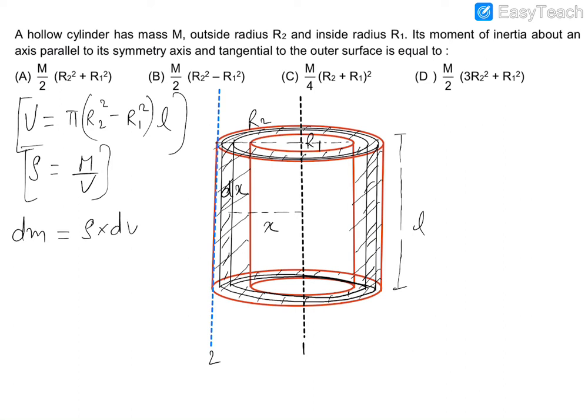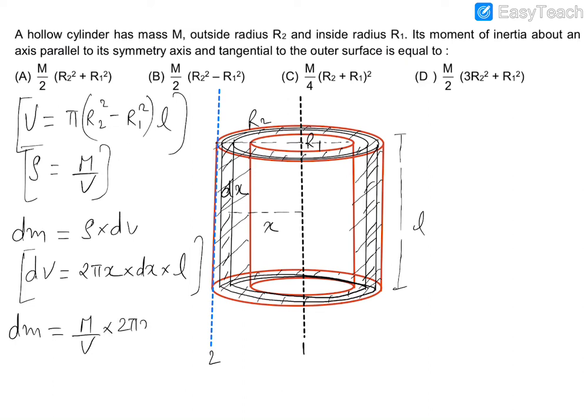Now the value of dV can be calculated by multiplying the length, width and its periphery radius. So the volume of this elemental cylinder will be 2 pi x into dx into L. So the mass of this elemental cylinder dm will be equal to rho, which is m upon V, into 2 pi x dx into L, and V is given as this one.